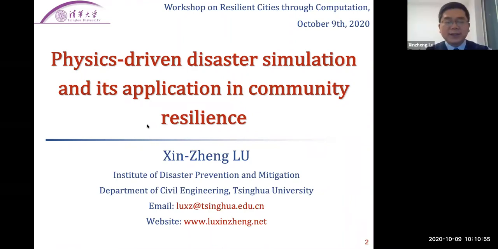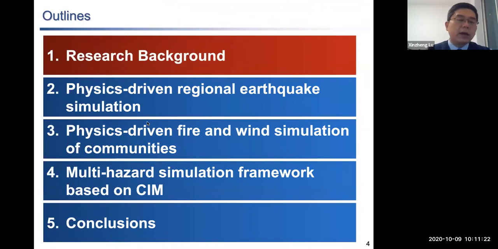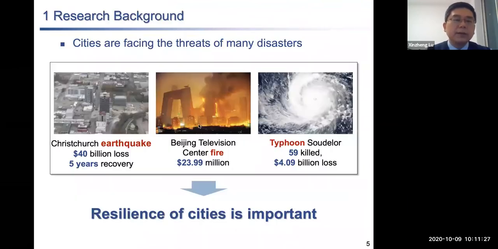Thank you, Sherif. Thank you for inviting me and giving me this opportunity to present some of our research together with my team. And also, thank you very much for the formal presentation, which gave us a very clear idea of what we need for resilience. And today I will present some of the work we have done in our team, particularly on how to do disaster simulation, because we know that this is very important. So here is the outline of my presentation. First I will talk about the research background.